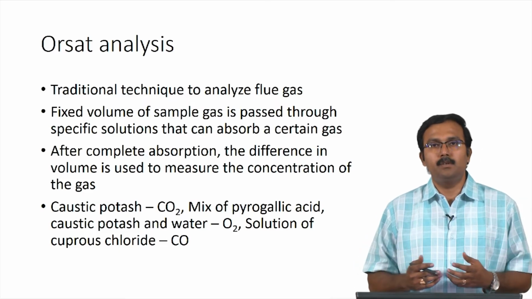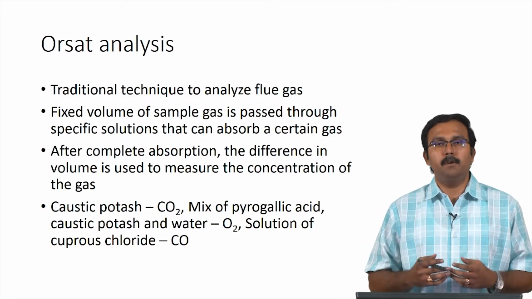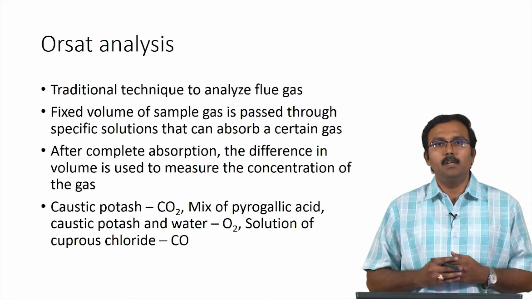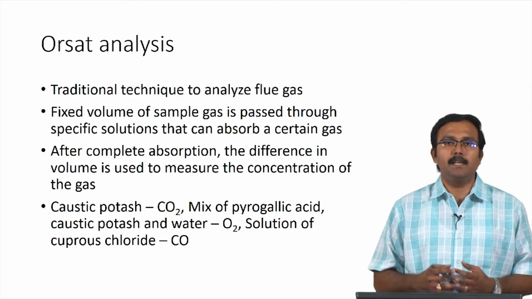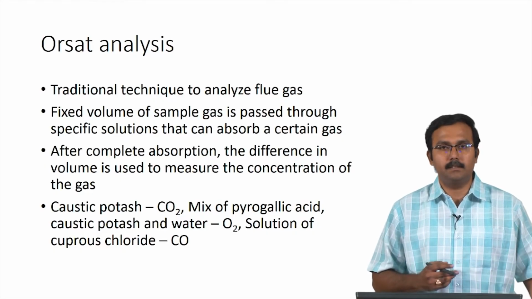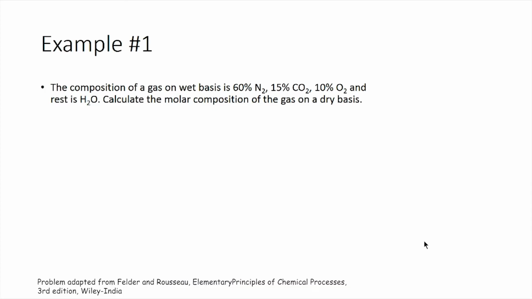Now that we have understood and learned the terminologies, let us perform certain example problems to ensure that we have fully understood and we have the grasp for performing calculations related to combustion reactions. Here is the first example problem. The composition of a gas on wet basis is given as 60% nitrogen, 15% carbon dioxide, 10% oxygen and the rest is water vapor. You are asked to calculate the molar composition of the gas on a dry basis. How would we go about performing this calculation?